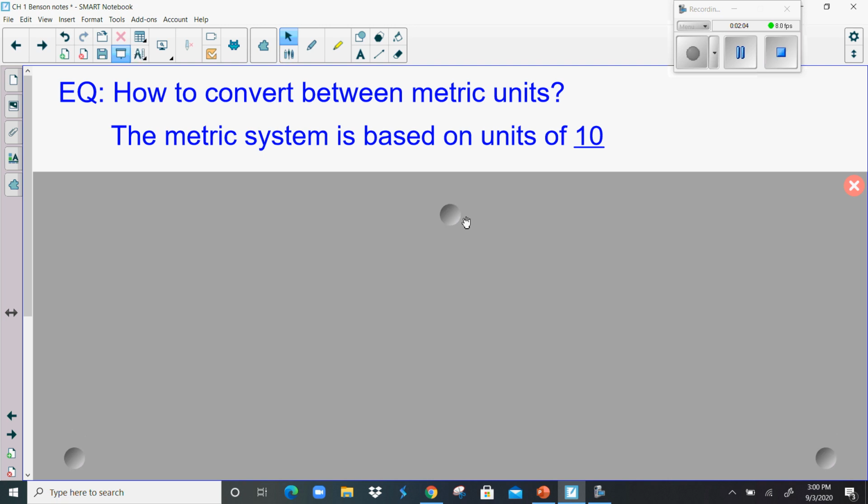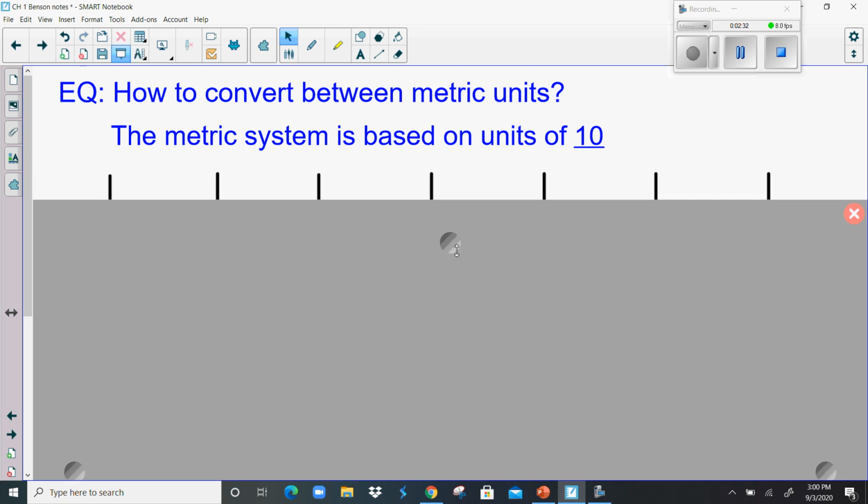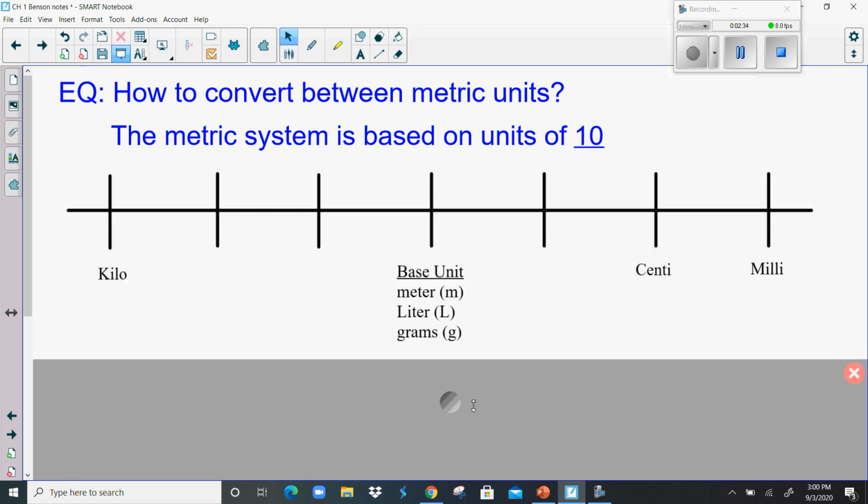Now, if I were to try to correlate that to the English system that we know, if I asked you how many inches are in a foot, it's 12. If I asked you how many feet are in a yard, it's 3. There's nothing in common there. And then if I ask how many feet are in a mile, you'd be like, I don't know, Ms. Benson, something over 5,000. It's just because it has all these crazy numbers that the metric system is much easier. So we're going to show you how to use this number line. So go ahead and jot this down.